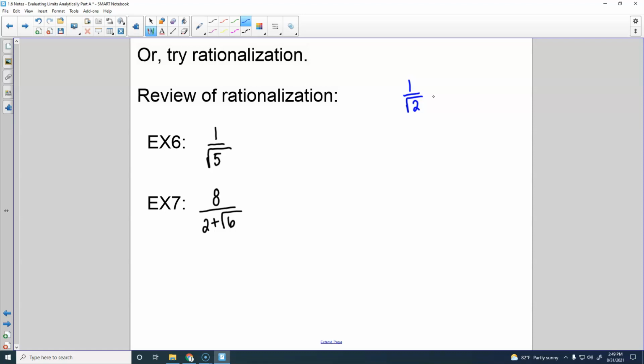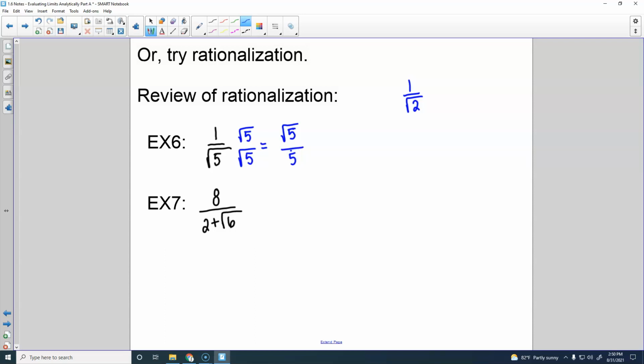And sometimes you might rationalize the numerator instead of the denominator. So if I want to rationalize 1 over the square root of 5, what do I need to do? Very good. Multiply by square root of 5 over square root of 5, which in the top is just going to give me square root of 5. What does it give me in the bottom? It'll be 5 because it's the square root of 25, which is 5. Good.